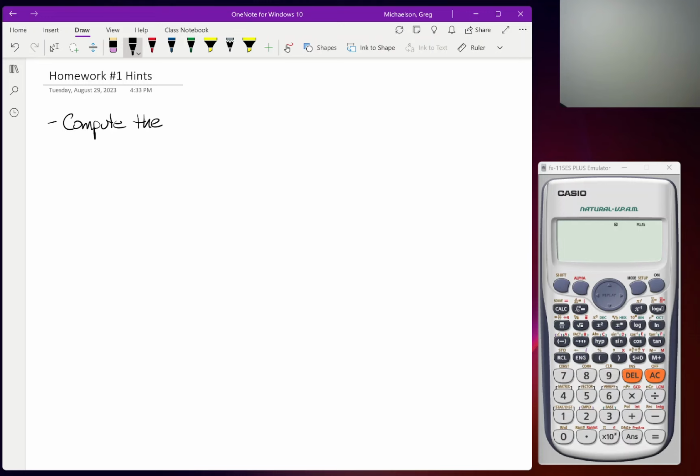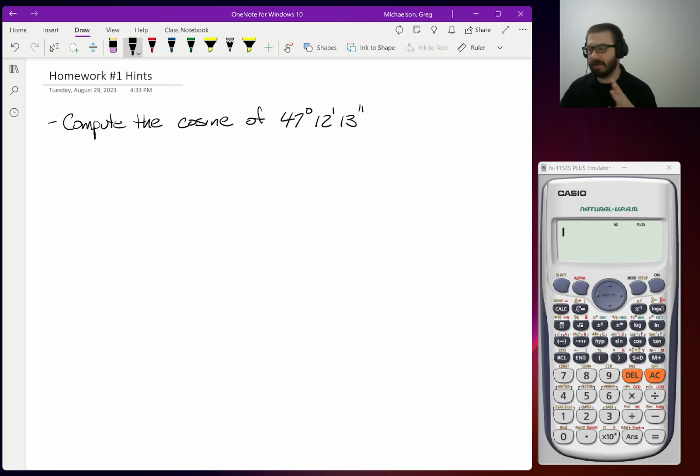the cosine of, and I'm just going to make up an angle. Let's say it's 47 degrees, 12 minutes, and 13 seconds. Again, just completely making that up. So I had a student say that the manipulation in degrees, minutes, seconds is the part that's a little tough. Okay, so there's a couple of ways of going about this.